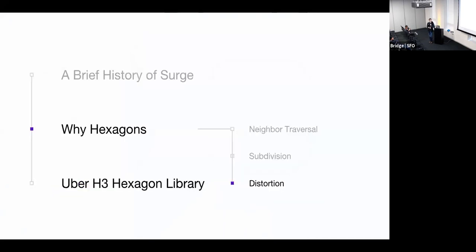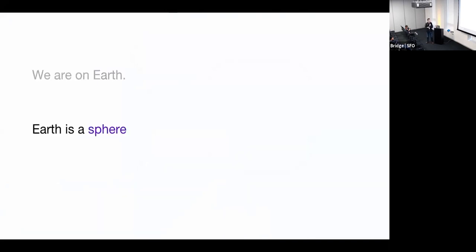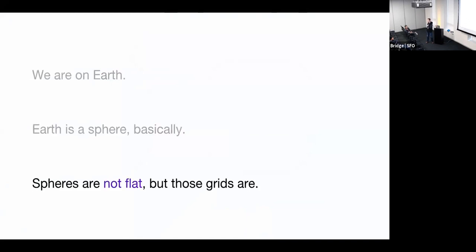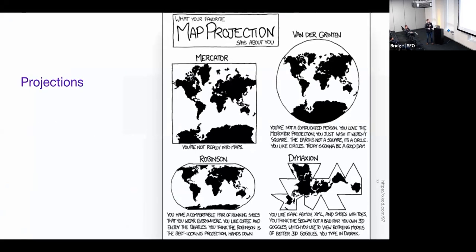Okay, on to the third one, distortion. We are on Earth. Earth is a sphere, basically. Spheres are not flat, grids are flat. So this is the problem that map makers have been dealing with for centuries, is how do you create a flat representation of a spherical object, and how do you solve this problem? So here's some solutions that people have come up with over the years.